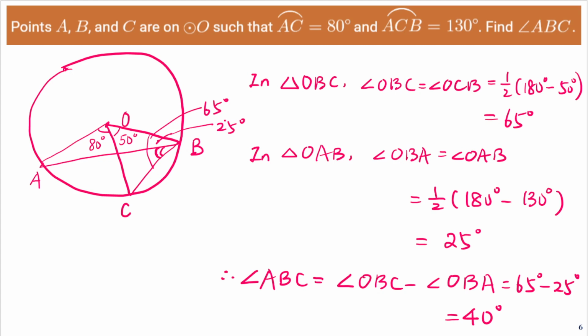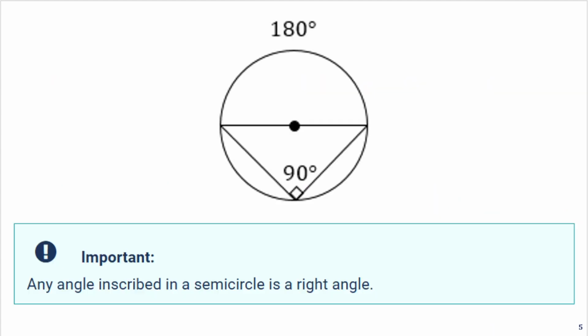Did you get it? So can you observe any pattern here? So you know that any angle inscribed in a semicircle is a right angle, which means if you consider this arc here, the angle inscribed in this semicircle is 90 degrees, which is 1/2 of this circle here, right? 90 degrees is 1/2 of 180 degrees.